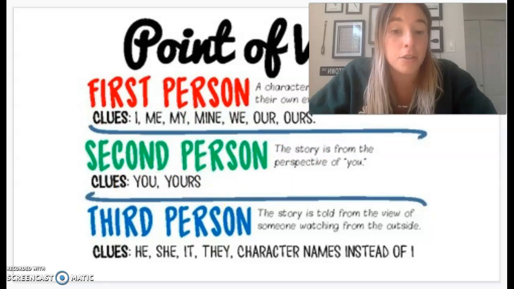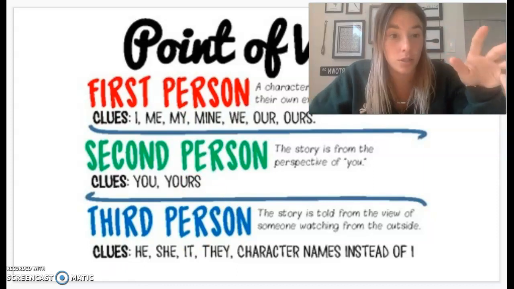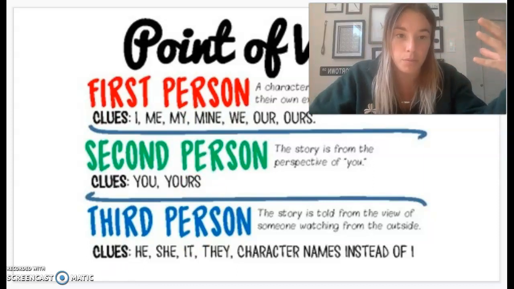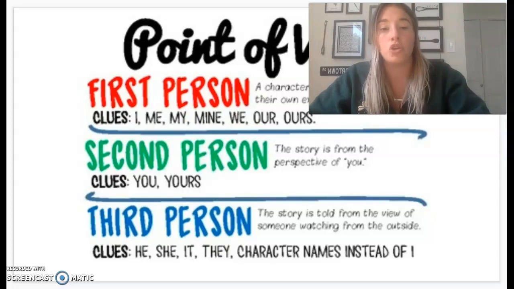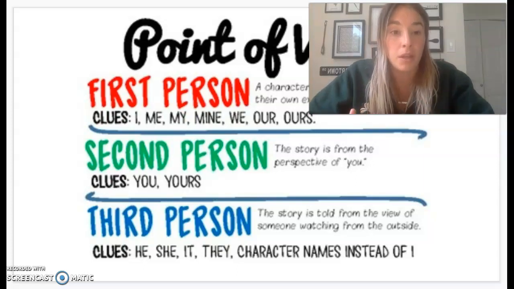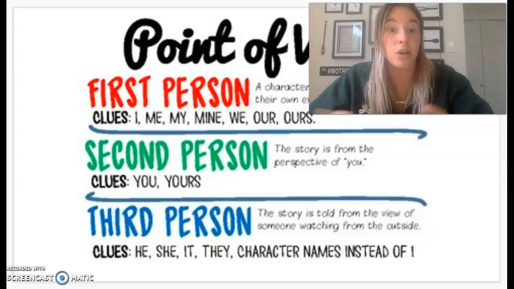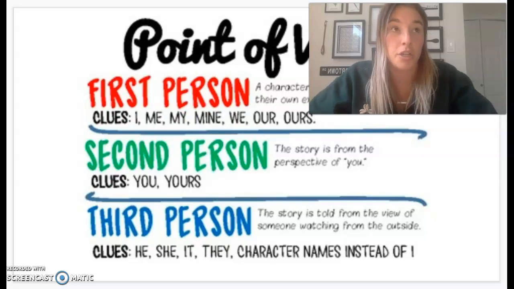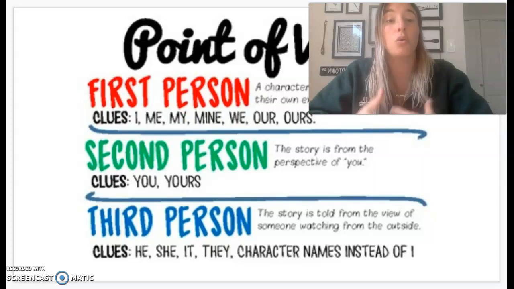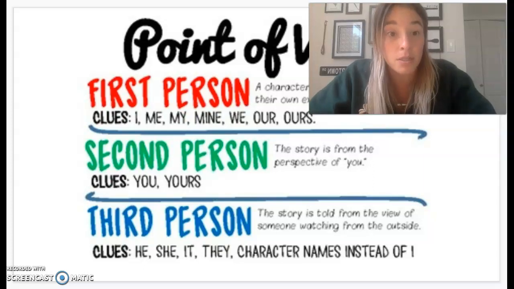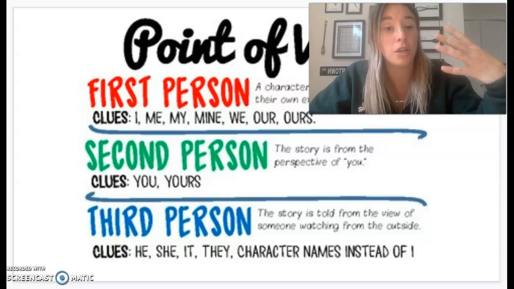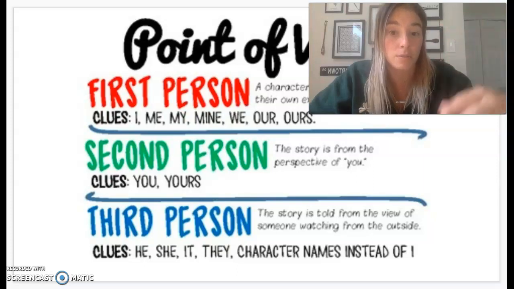And then finally is third person, is when the story is told from the view of someone watching from the outside. So this would be a situation where you would see something that's happening to someone else and you run and tell your friend, "You'll never believe what happened to Sarah. When Sarah was doing this, she ran over and did this to Michael, and then Michael did this to Sarah." You are not referring to any of your own experiences. You are just the person who's watching and retelling the story of somebody else.